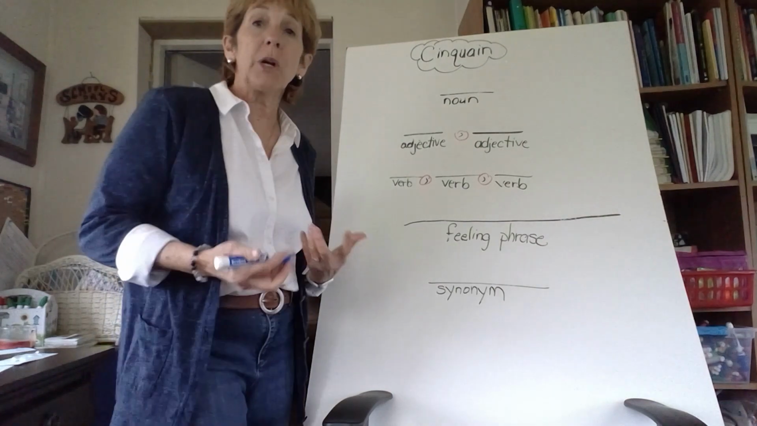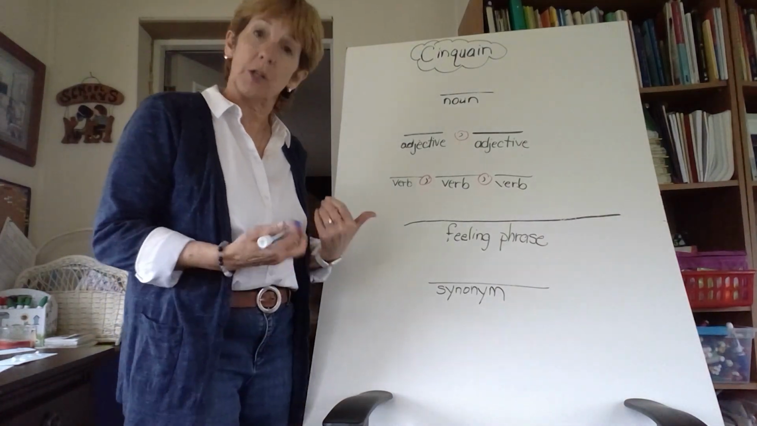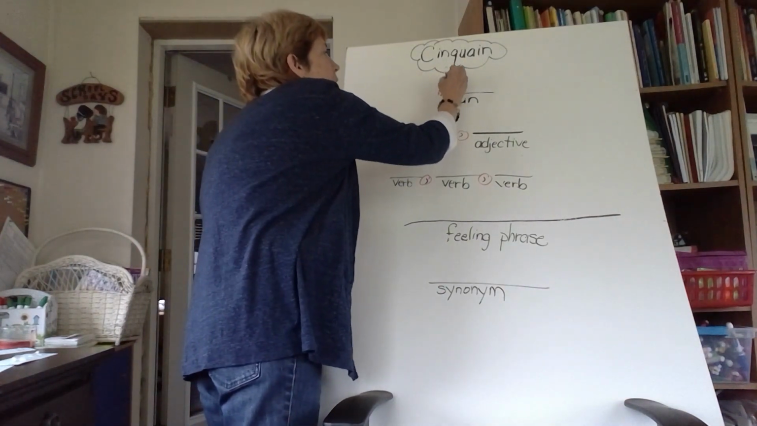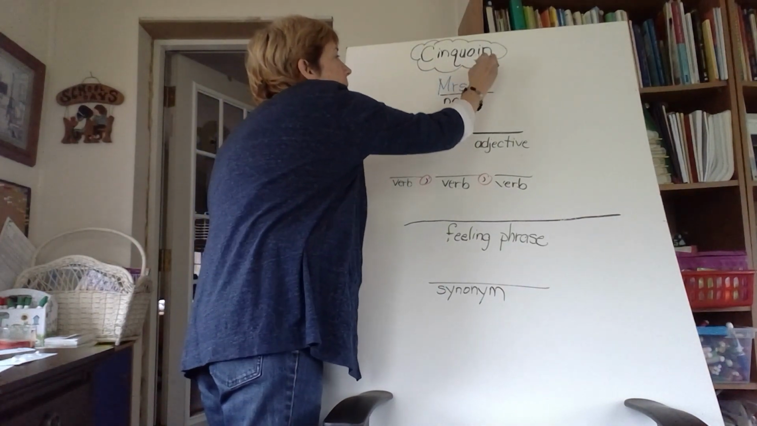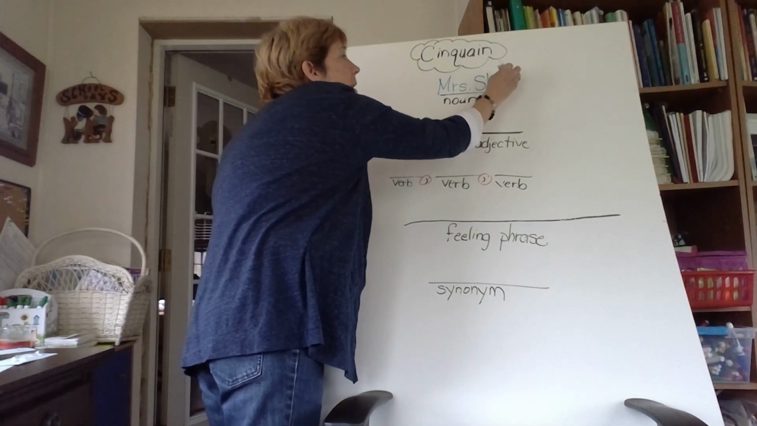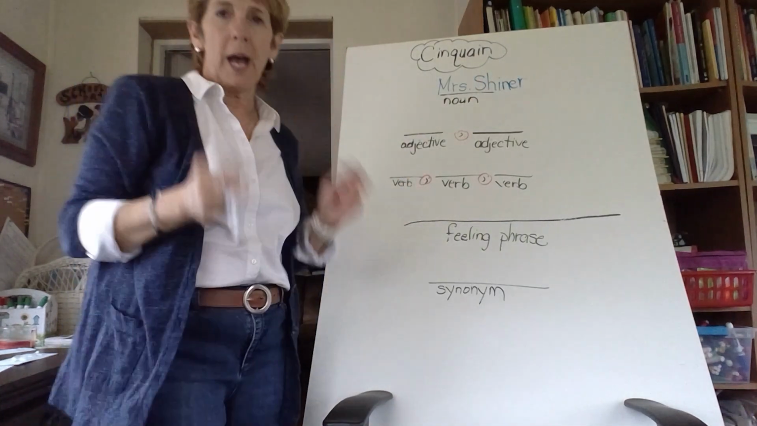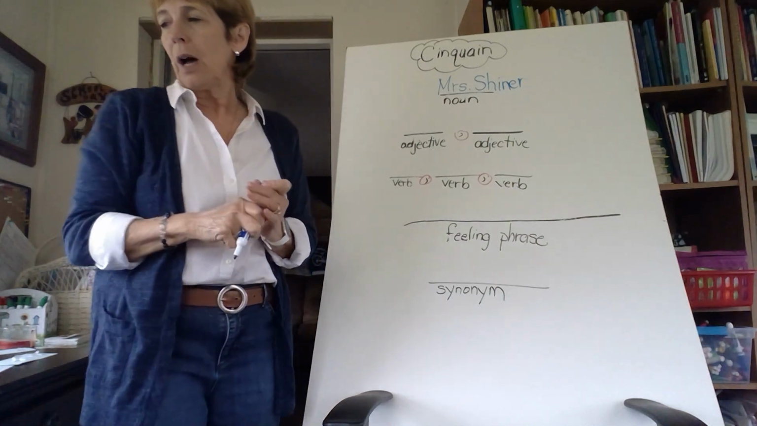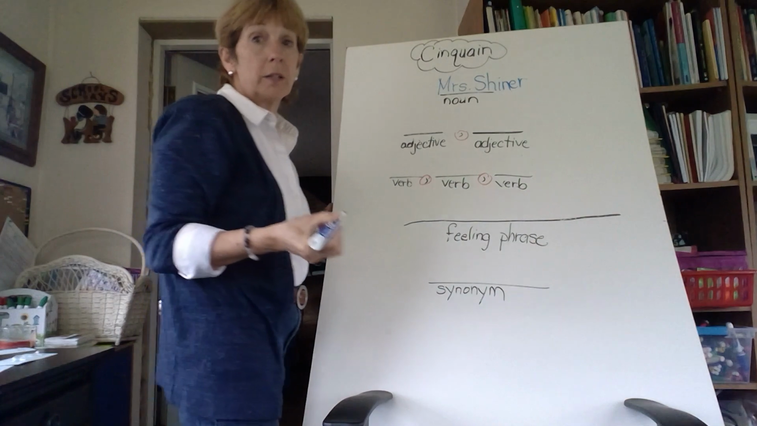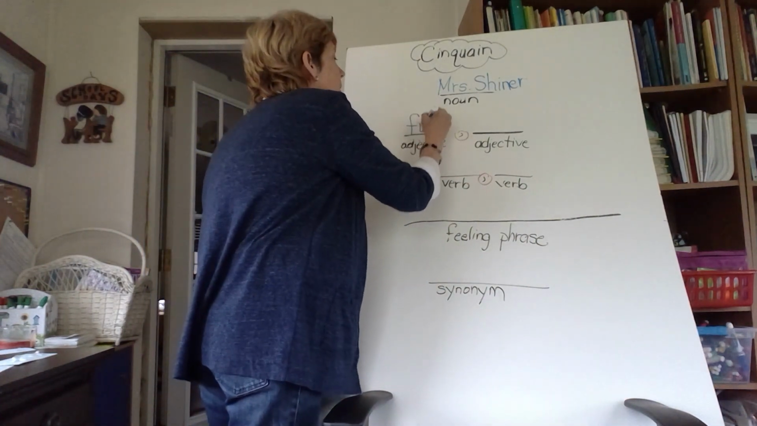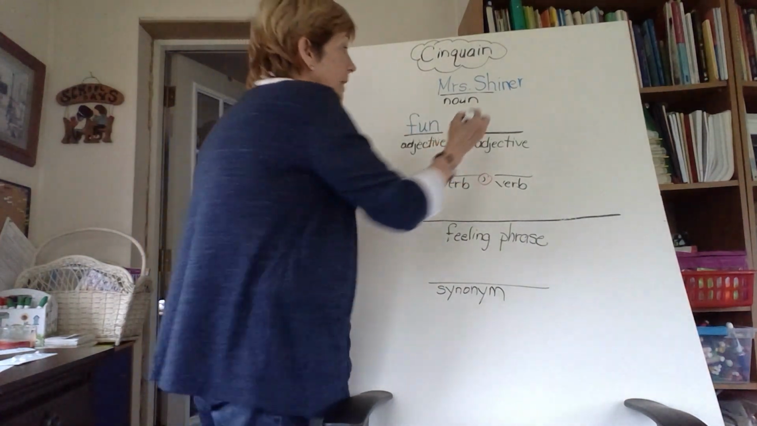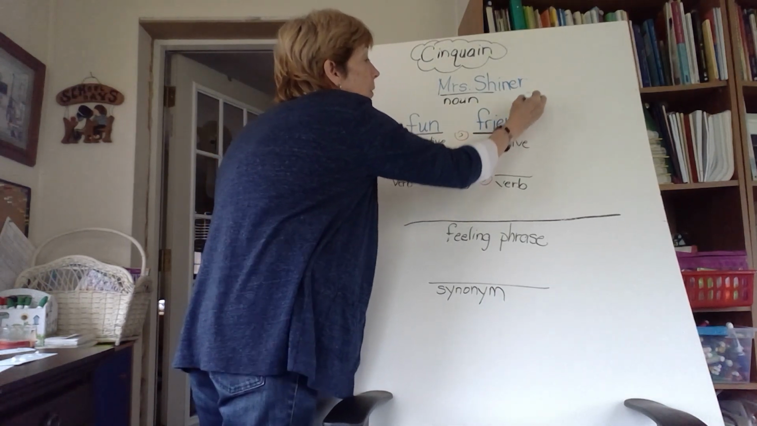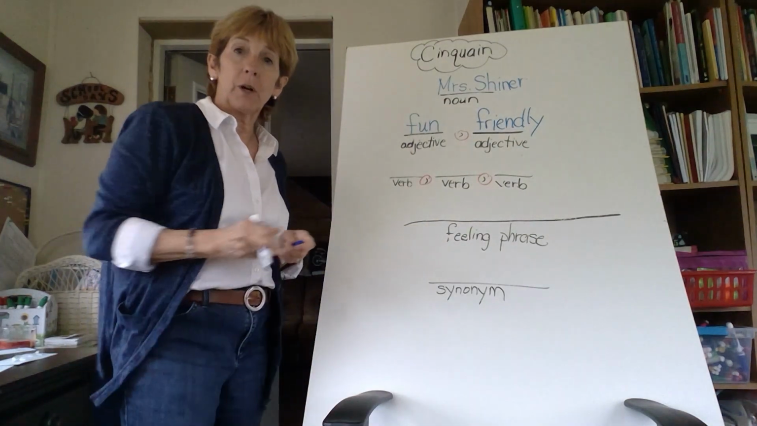Okay, now we're going to do one from Mrs. Shiner. We're going to talk about me. So I'm going to put my noun here, that's me. Mrs. Shiner. And now I need to come up with 2 adjectives, 2 words that describe Mrs. Shiner. Well, I think I'm fun. I like to have fun. Fun. And I'm friendly. I try to be friendly. So fun and friendly.